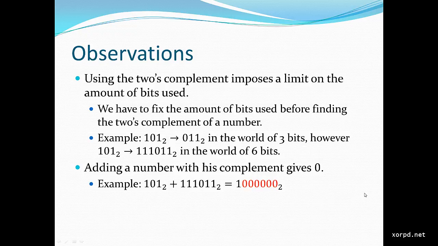Another interesting observation: adding a number with its complement gives 0. For example, if we take this number, 101, and add it with its complement in the world of 6 bits, we are going to get this result. As we consider only the lowest 6 bits, we actually get 0. This should not be a surprise to you, mostly because the complement of a number should represent somehow its negative counterpart. This number is actually the minus of this one in the world of 6 binary digits.